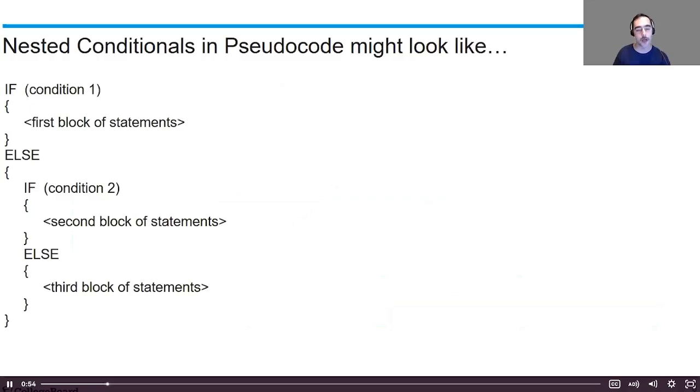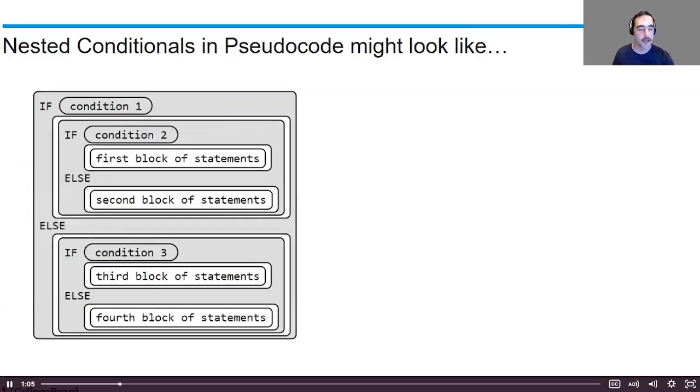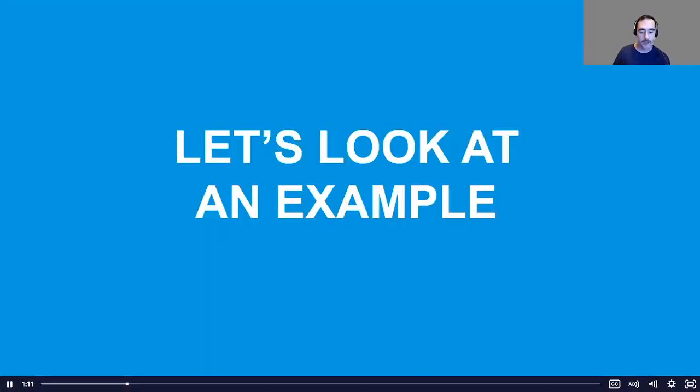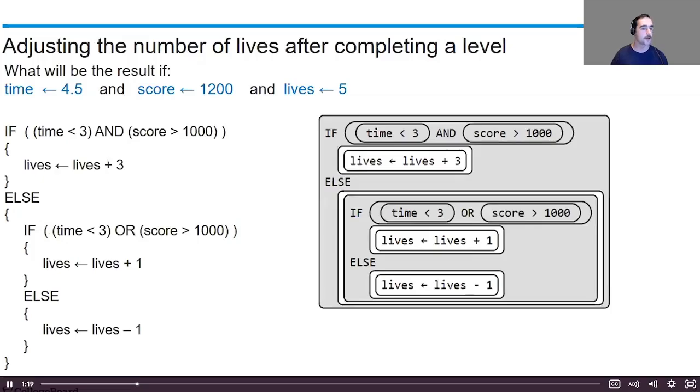And here's what that might look like in pseudocode text form. You'll notice an if-else block nested within the else. And then here, if-else blocks nested in the block. So let's take a look at an example and put this to practice. It may seem like a difficult concept, but if you take your time and really look at it, you can do a good job with this.